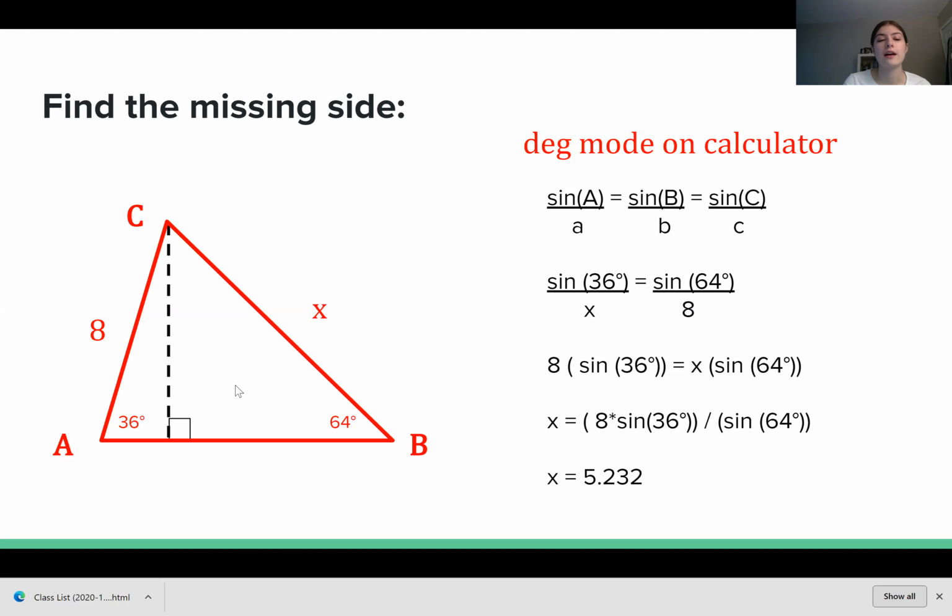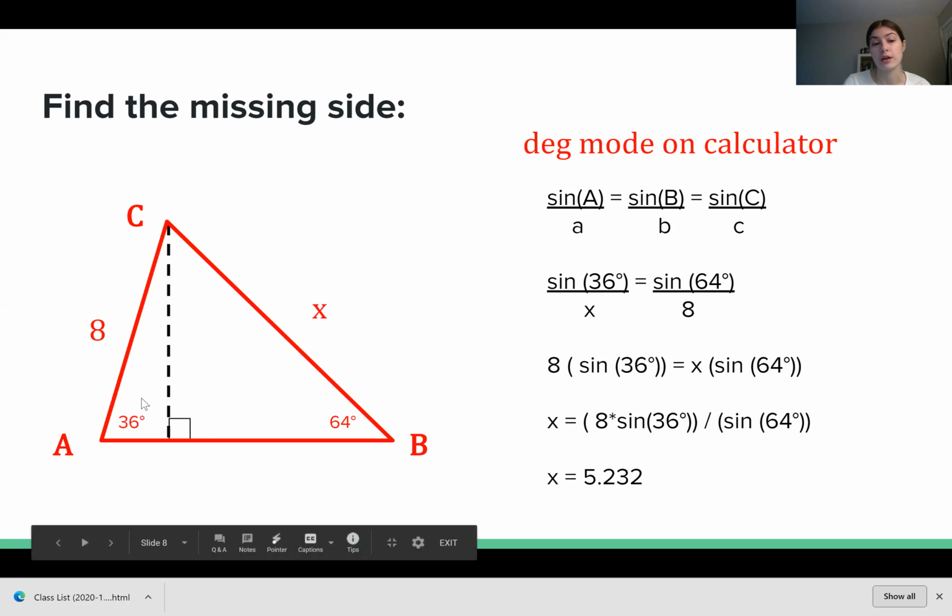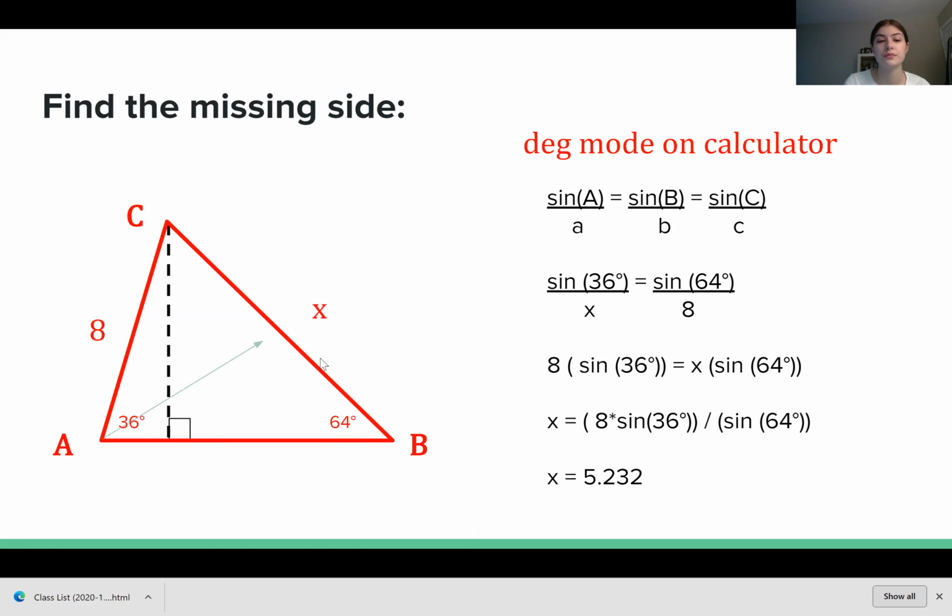So figuring out what angle A and angle B are is pretty simple. It's given to us. So angle A is 36 degrees, right? Angle B is 64 degrees. Now what about these sides? Which letters of sides are these? Well, angle A is opposite to side a. So we know that little letter side a in our formula is going to be x.